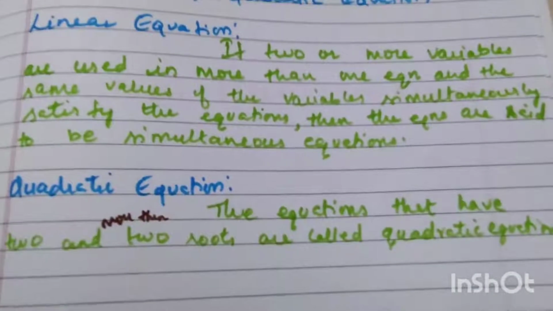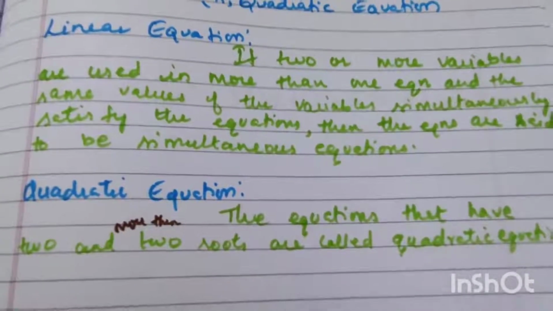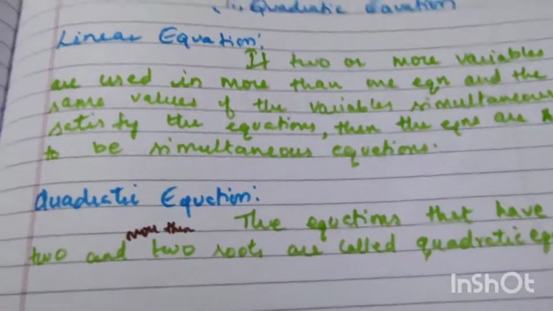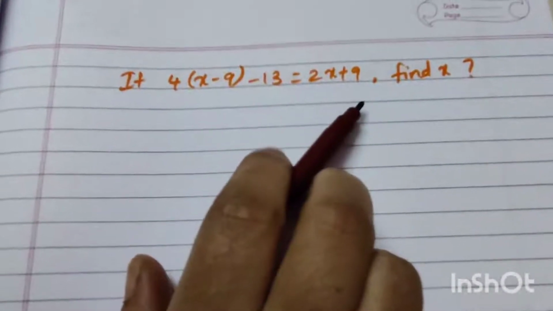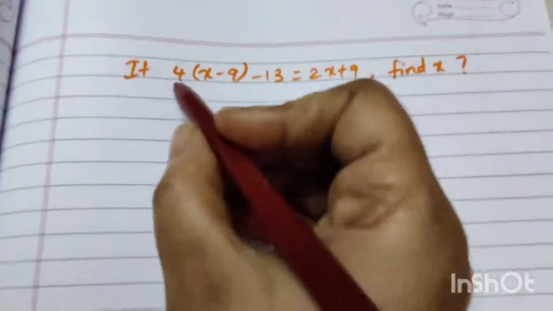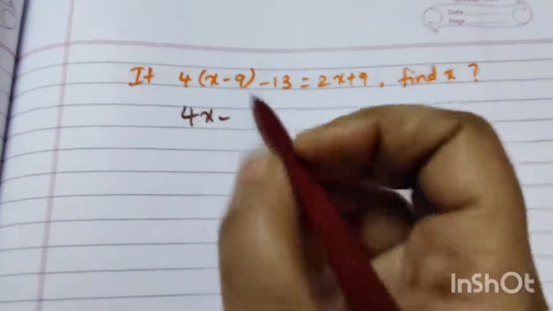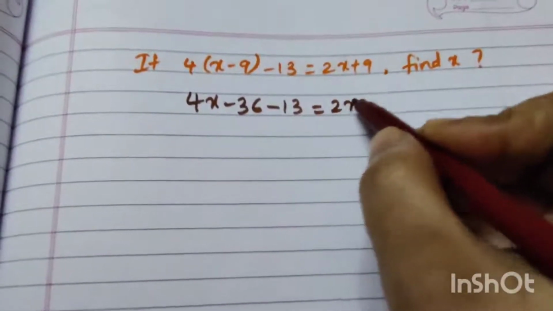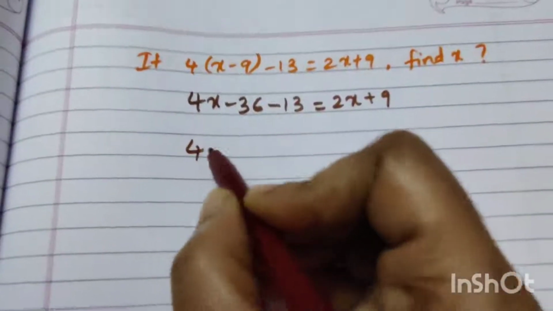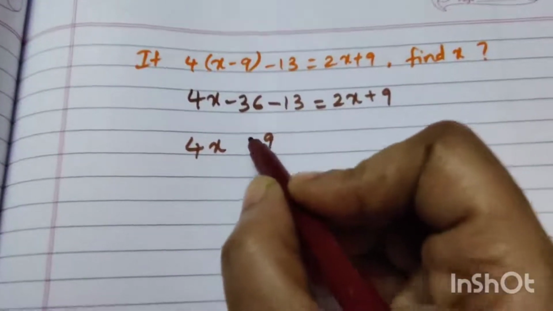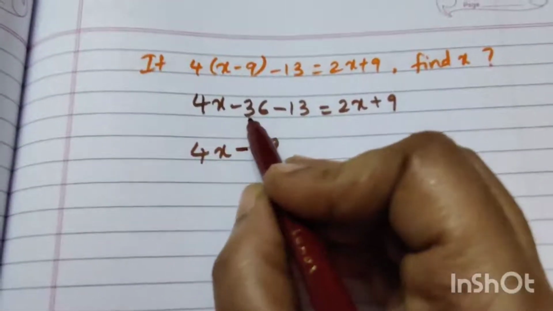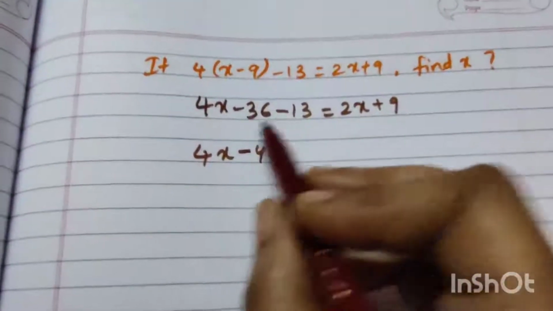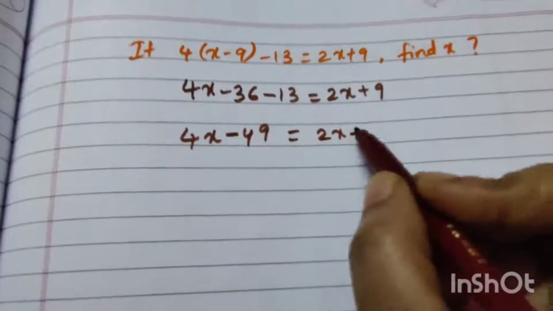We will see further how to solve these equations, quadratic equations as well as linear equations, in the next topic. 4 of x minus 9 minus 13 is equal to 2x plus 9. Find x. So just simplify this. 4x minus 4 into 9 is minus 36. Then minus 13 is equal to 2x plus 9. So this will be 4x, and 36 plus 13 is minus 49. The higher number has the negative sign, so we take minus 49. This is equal to 2x plus 9.